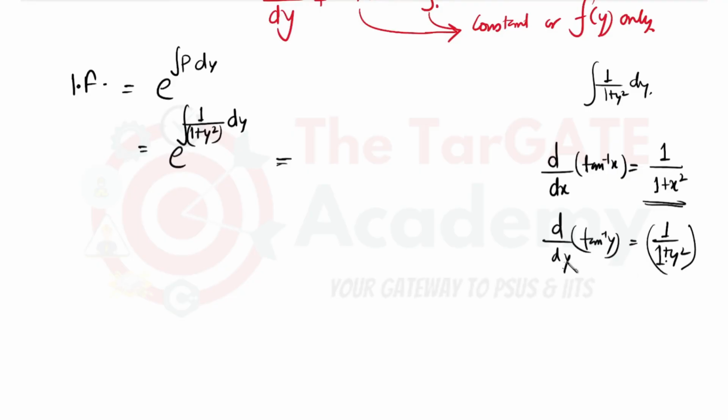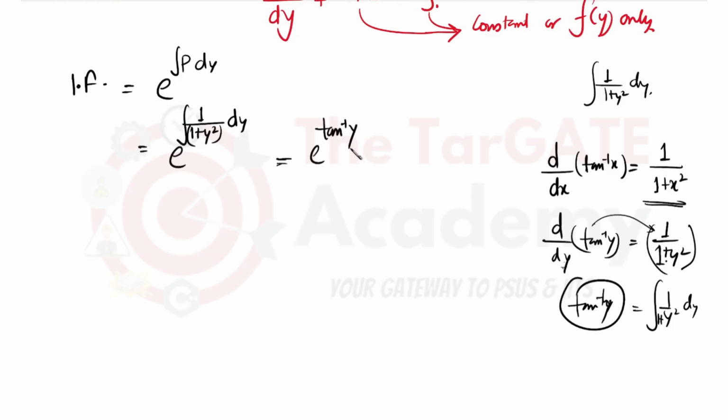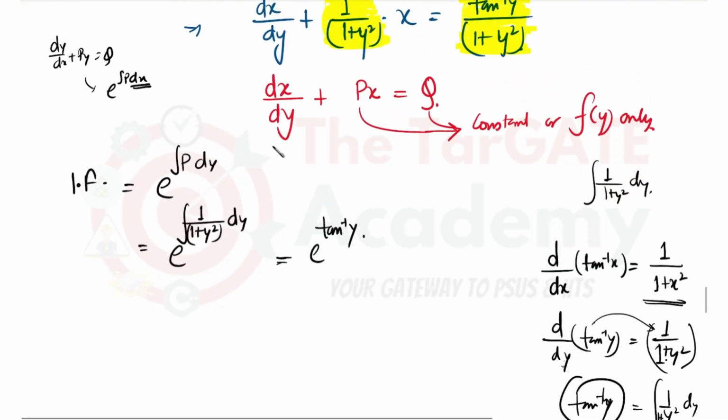So definitely the differentiation of the function is this, then the integration of this 1 by 1 plus y square dy will give you tan inverse y. So the integrating factor, integration of 1 by 1 plus y square, will be e to the power tan inverse y. All of you got my point? Yes or no? Please respond. You will have to remember these standard formulas that you must keep in mind.